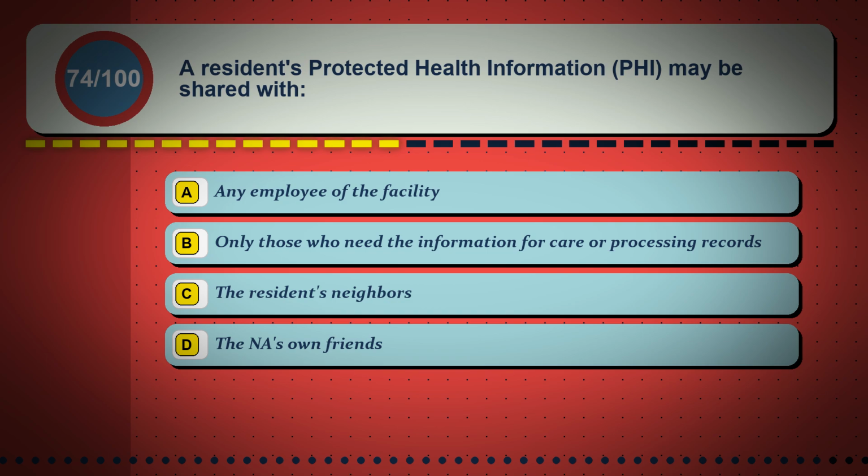Option B, only those who need the information for care or processing records. Option C, the resident's neighbors. Option D, the NA's own friends.